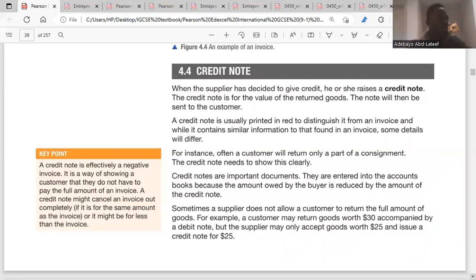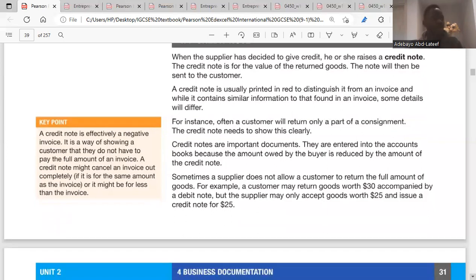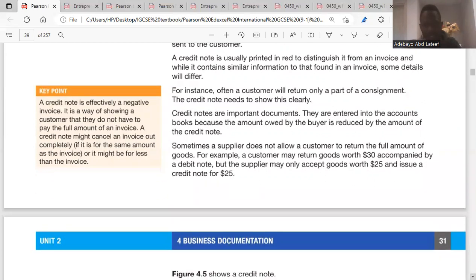So if you issue a debit note as a customer to the supplier, and I'm accepting that you should return the goods, then I will issue a credit note. The credit note will state that I have deducted the value of the returned goods that you returned. Is it clear? Yes. So a credit note will never be issued by a supplier without seeing the debit note from the customer. Is it clear?